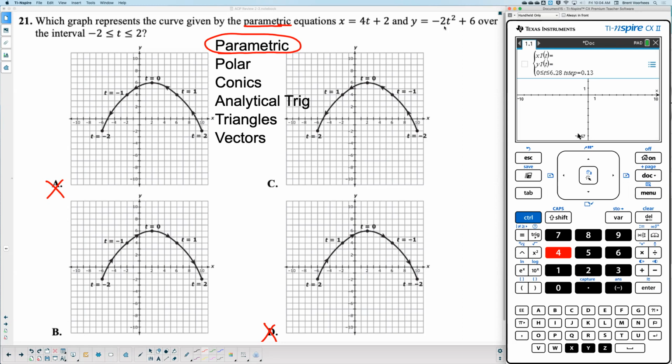Don't be surprised in the test if they mix up the order of the x and y. Just make sure you put in the x equation as x. It's not the first equation, it's the one that has the x. Make sure the x equation is x, the y equation is y. This one they gave us a very specific time. What time did they give us? -2 seconds to +2 seconds.